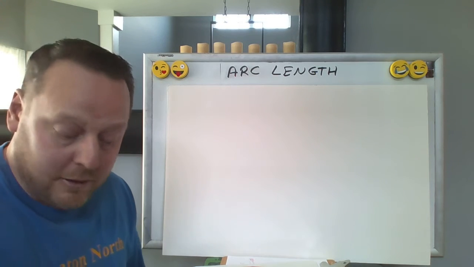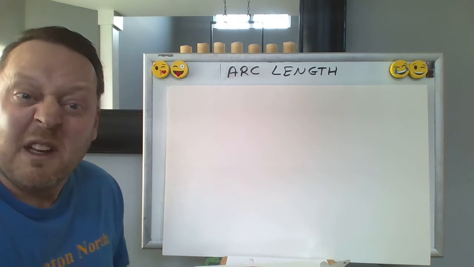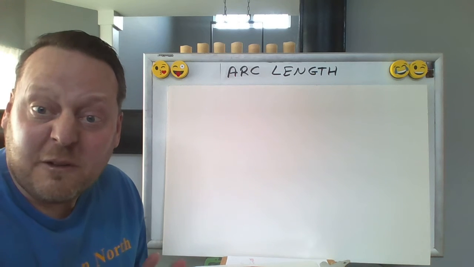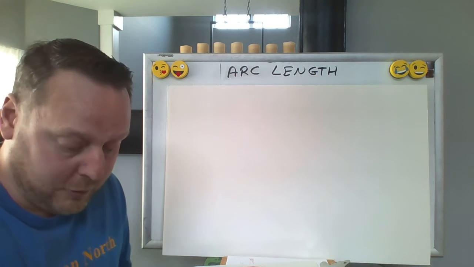Hello everybody. Today we are going to be talking about arc lengths on a circle. In the shortest, simplest terms, an arc length is really just a portion of the circumference of the circle.